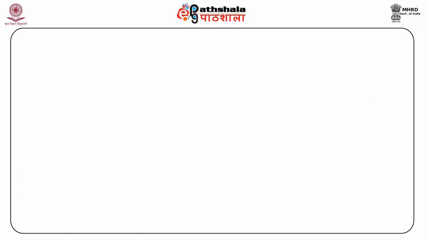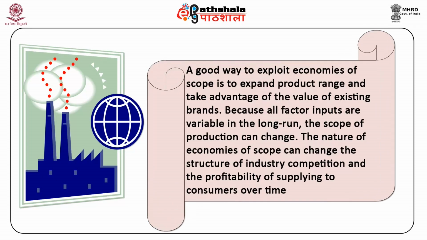Let us now understand how to exploit economies of scope. A good way to exploit economies of scope is to expand product range and take advantage of the value of existing brands. Because all factor inputs are variable in the long run, the scope of production can change. The nature of economies of scope can change the structure of industry competition and the profitability of supplying to consumers over time.